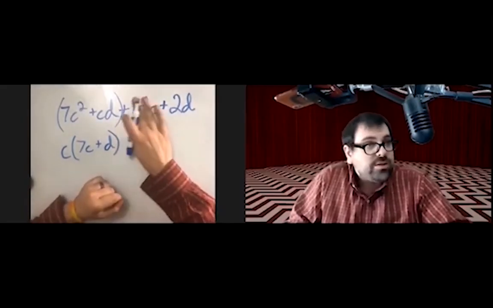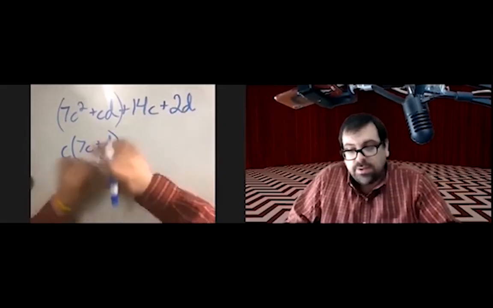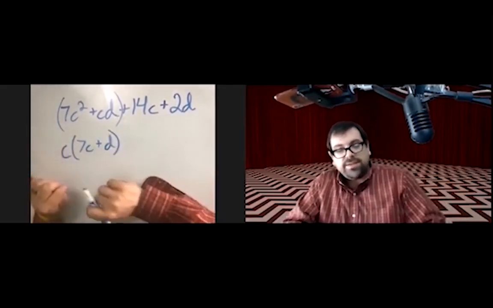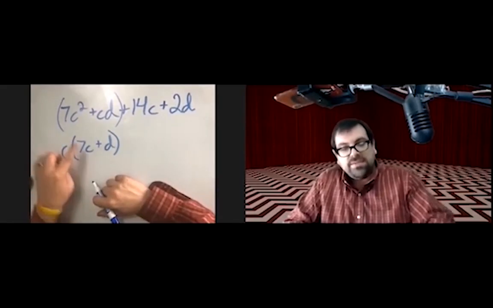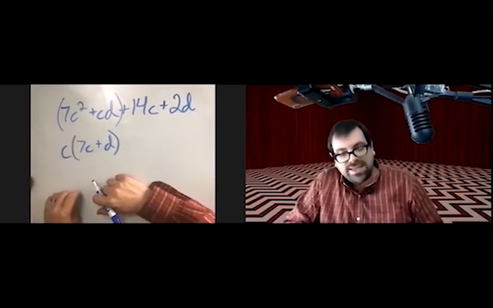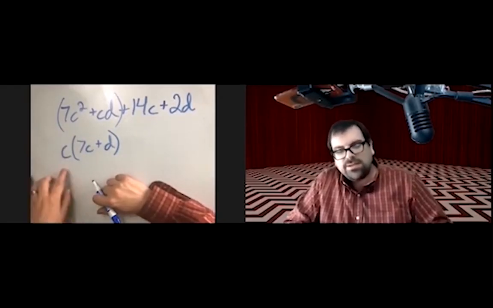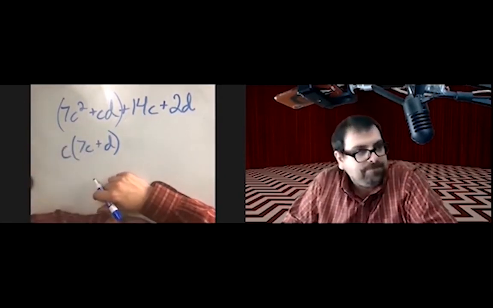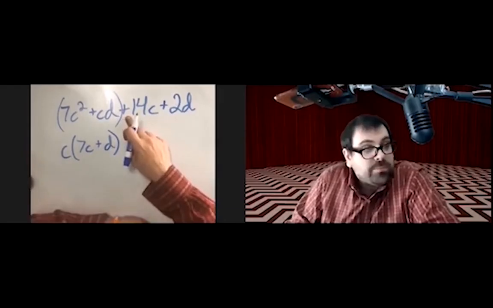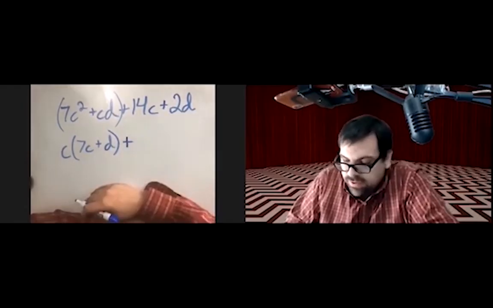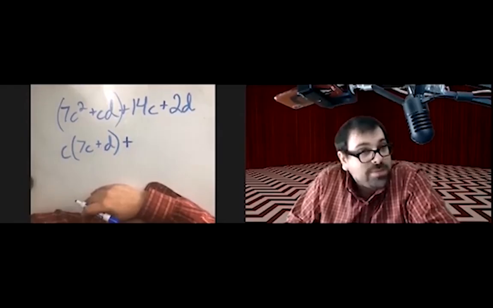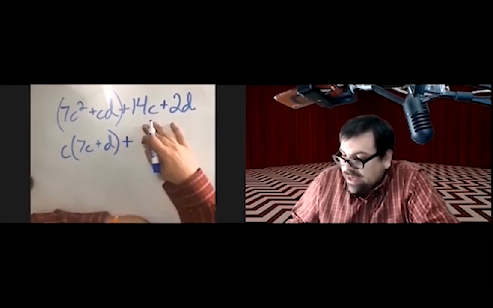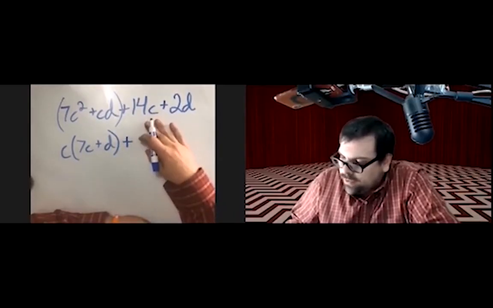Group the first two terms, ignore the rest. We only have a c in common. Take the c out. C times 7c is 7c squared. C times d is cd. We're following it up with a plus, so we bring down a plus. Whatever we factor out must be positive. Can't factor out any c's, can't factor out any d's because they don't exist in both.